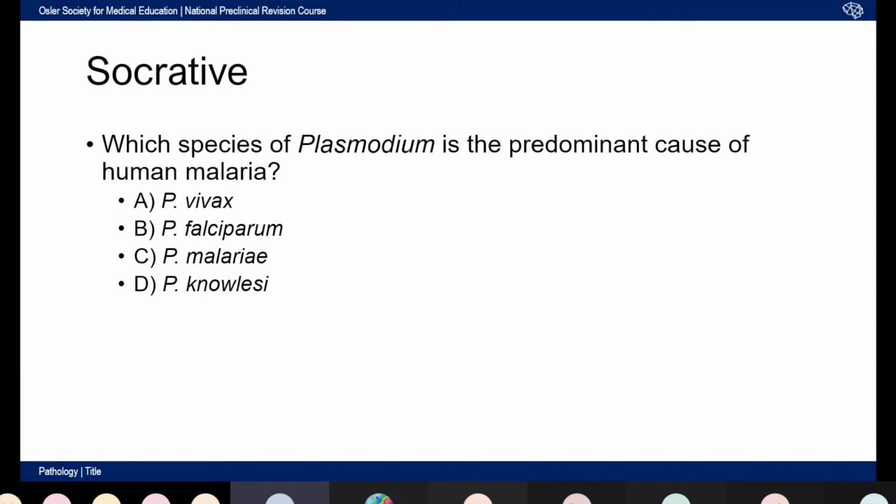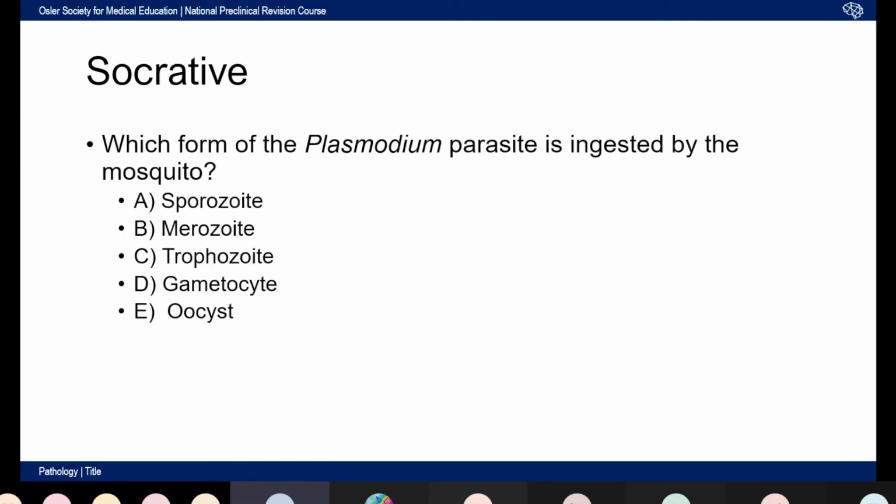You know the main form, and then another question. Which is the form of the plasmodium parasite that is ingested by the mosquito? Okay. And yeah, so looking at the results, the majority of you went for gametocyte, which is correct. That is the form. So that's the sexual stages. So there's a male and female gametocyte, and then these in the mosquito undergo sexual replication. So yeah, brilliant.